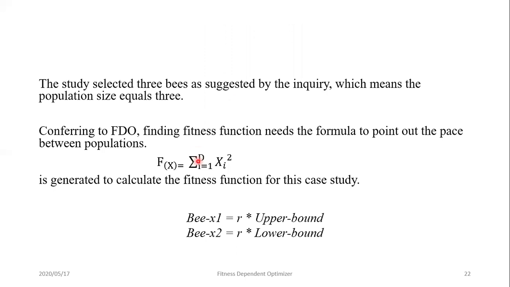And the fitness that we selected is the sum of xi squared. Okay, and the dimension D you decide. For this example, we said we have only 2 dimensions. So for the first bee, for the first position, you can have r multiplied by upper bound. For the second bee, r multiplied by lower bound. R is random, and upper bound and lower bound are given as 100 and minus 100.